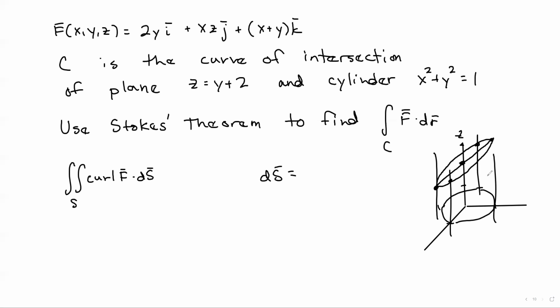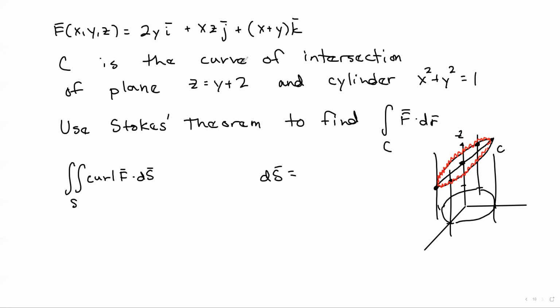All right. And so what we've got, this is C, right? So this is the curve of intersection. Let's go through and just maybe draw a little squiggly, this is C. If that's C, what surface does that border? It borders the plane. So the plane is the surface in this case.